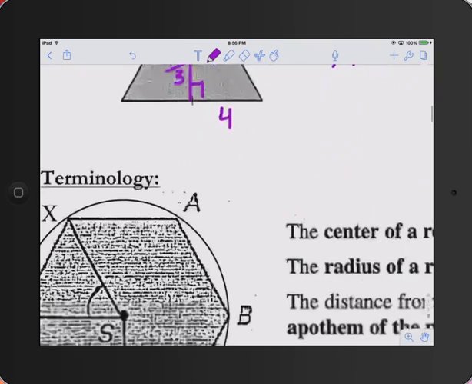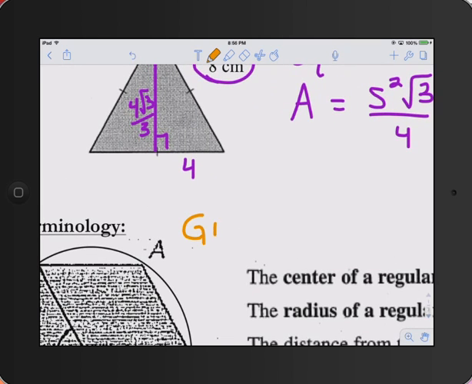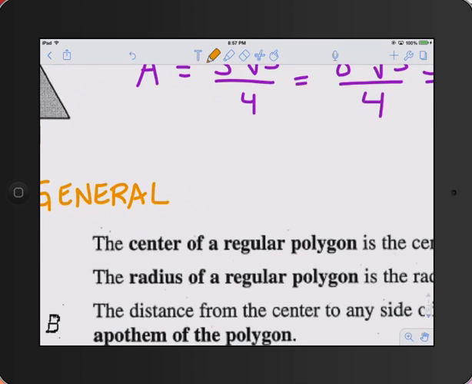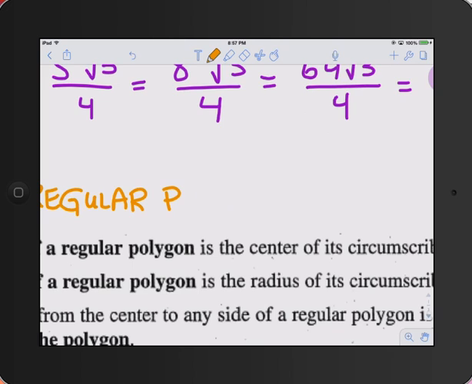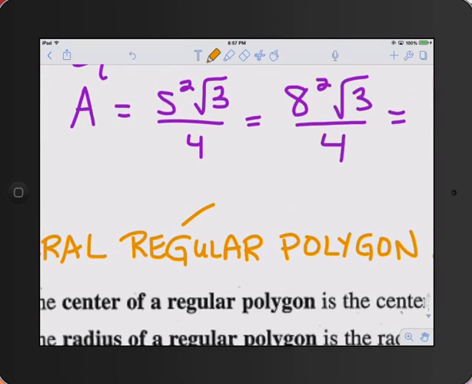Okay, so moving on. Now we're going to be talking about more general kinds of regular polygons. So the rest of this will not be focusing on just equilateral triangles, but this will be general regular polygons. So you can use this process on an equilateral triangle because it's regular, or any other kind of regular polygon. Now, remember that regular means equilateral and what? Equiangular.